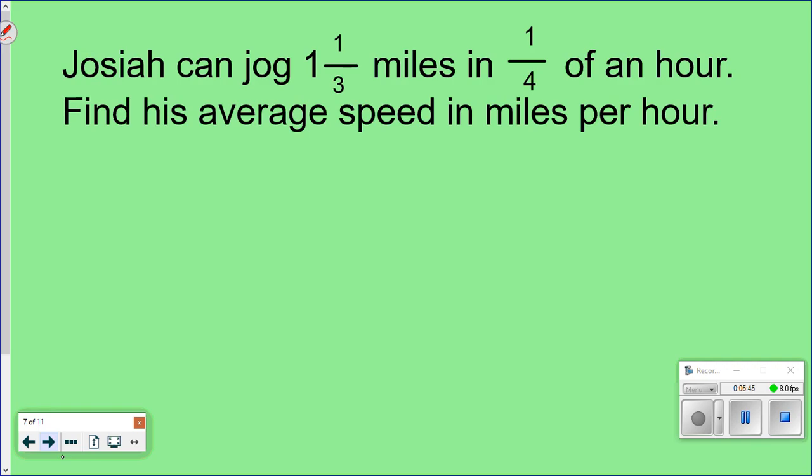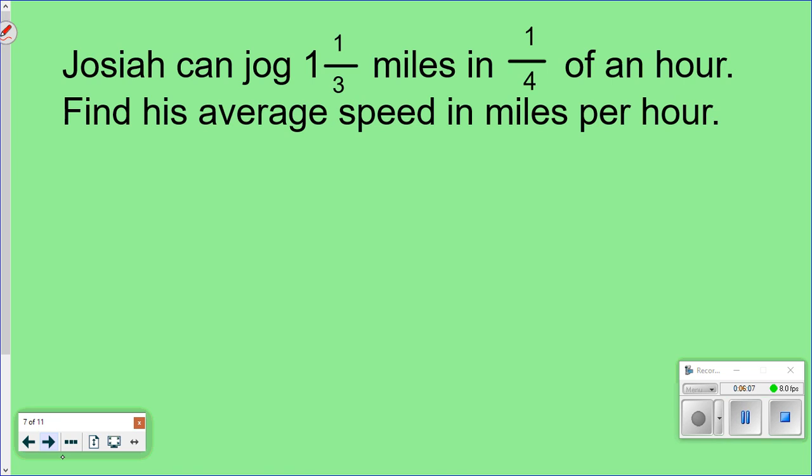Here's an example of a story problem. It says Josiah can jog 1 1/3 miles in a fourth of an hour. Find his average speed in miles per hour. So I want to know how far he can go in 1 hour. In reality, there are so many ways you could solve this. If I looked at this problem, I would not solve it this way. I'd say, okay, if he can go 1 1/3 in a fourth of an hour, and I know there's 4 fourths, I would take 1 1/3 times 4. That's what I would do.